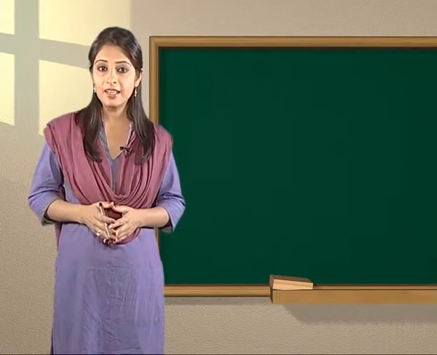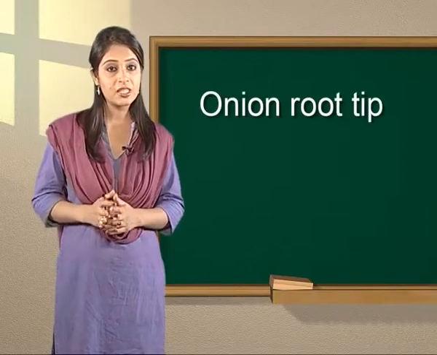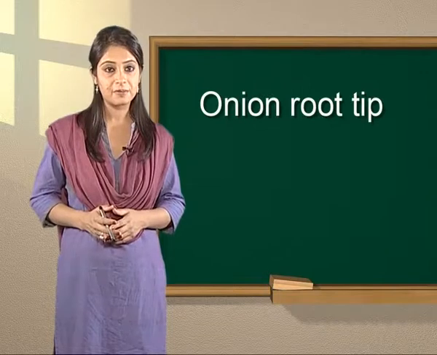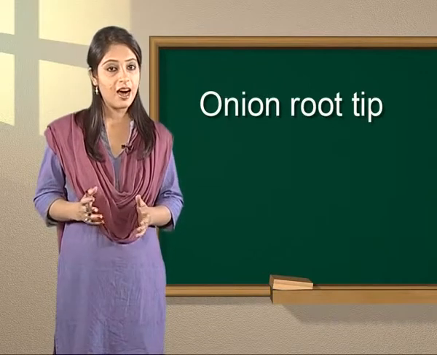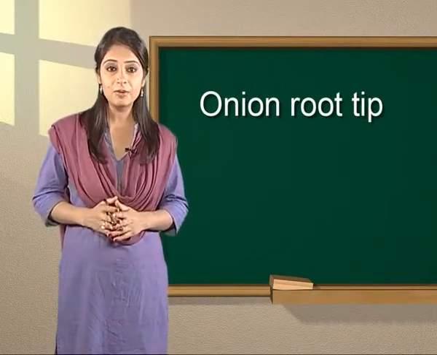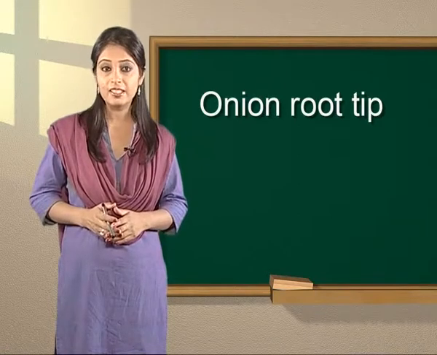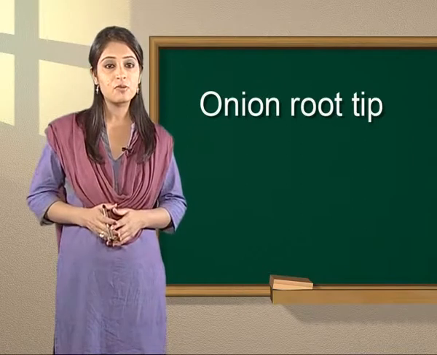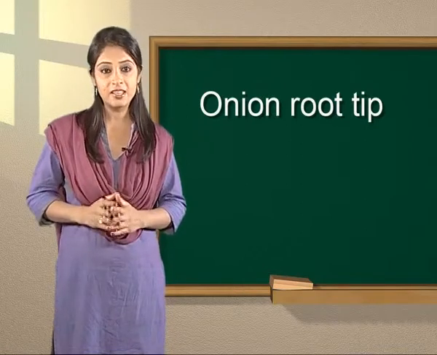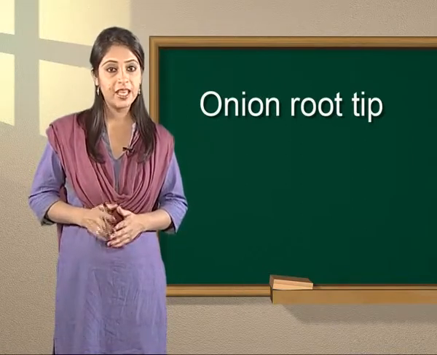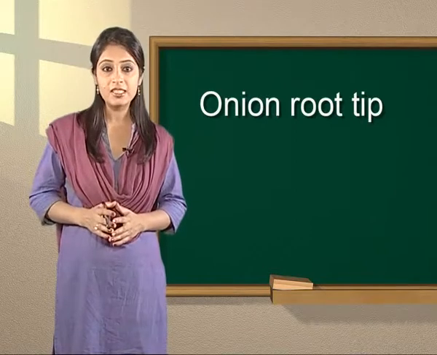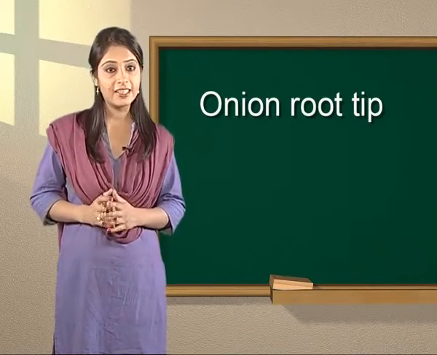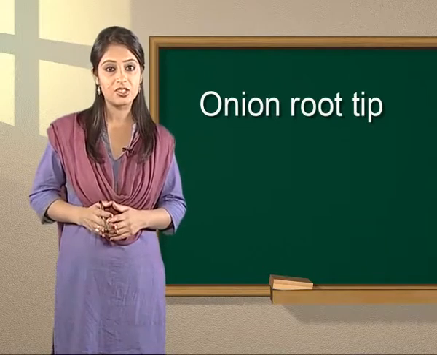The next question is, why do we use onion root tips to view stages of mitosis? Answer. Onion root tips are extremely popular for viewing the different phases of mitosis because the chromosomes are large and very dark when stained. The tips are used because they grow fast and the cells are quite large.